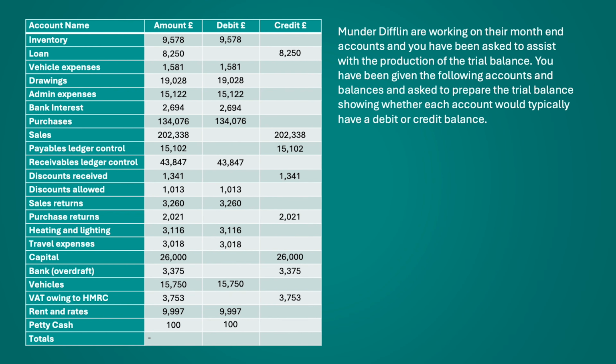So if we go back to our example and add them both up, we can see that both the debit and credit column equal £262,180. Now if they aren't the same, then there's an error within the system and that would need to be investigated. And that wraps up this video on the trial balance.